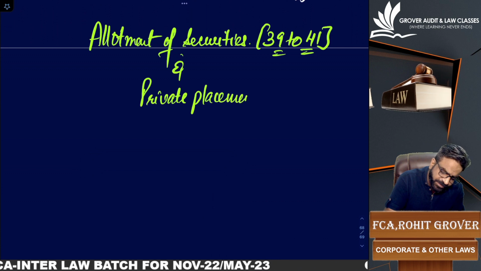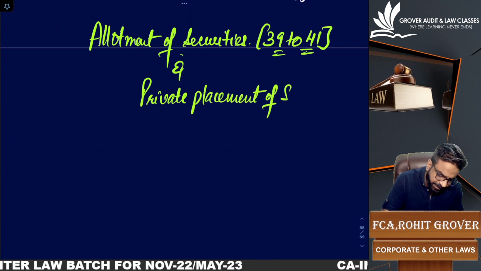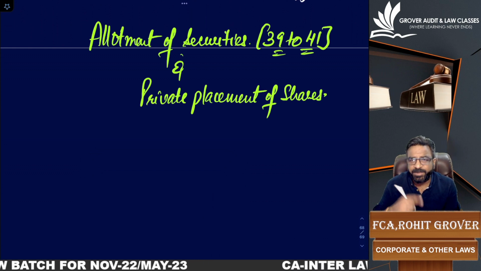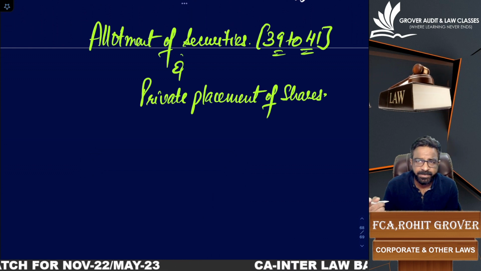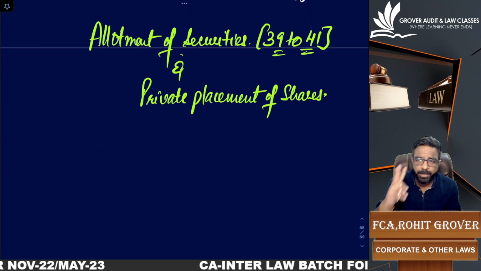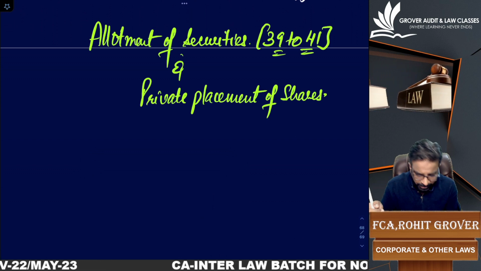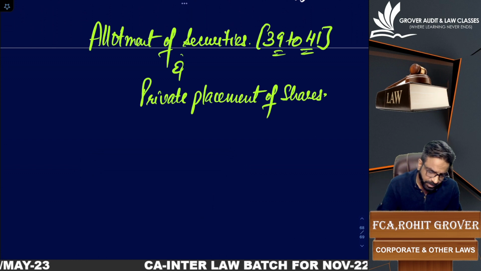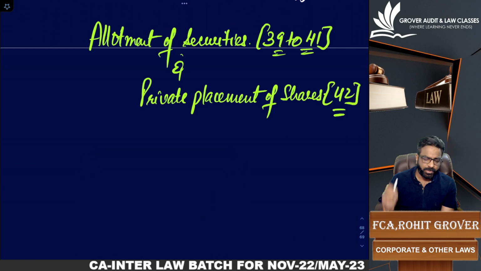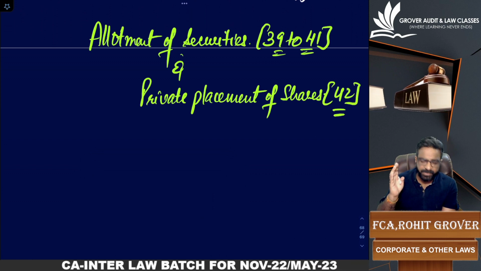Private placement of shares. Do you remember on day one of this chapter I told you what private placement means? What is the difference between prospectus and private placement? In private placement, the company chooses the 200 people to whom they want to sell the shares. Am I correct? Yes, sir. So that is section number 42. Clear? Now we are going to understand allotment of securities and private placement.